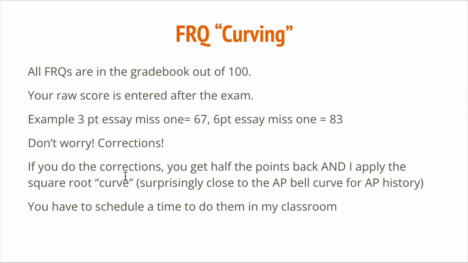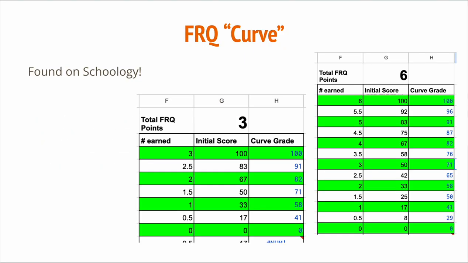So if you do corrections, you get half the points back, and I apply something known as the square root curve, and I'll show you that in a second. And the square root curve is surprisingly close to the AP bell curve for AP history. So it is actually surprisingly close. I will say you do need to schedule time to have them done in my classroom. I'm not allowed to let the test leave for test security, right? College Board rules. So you do have to come schedule time in my classroom to sit and do the corrections. And I'm going to talk about what those corrections look like in a second as well. But let's look at the curve.